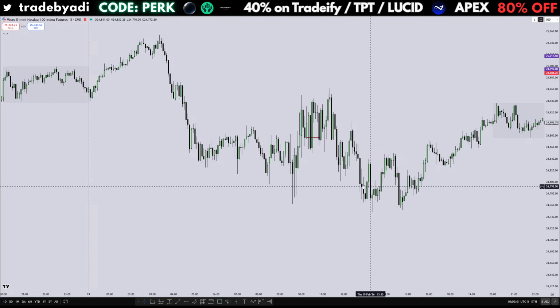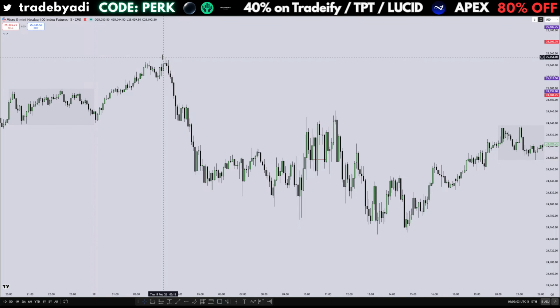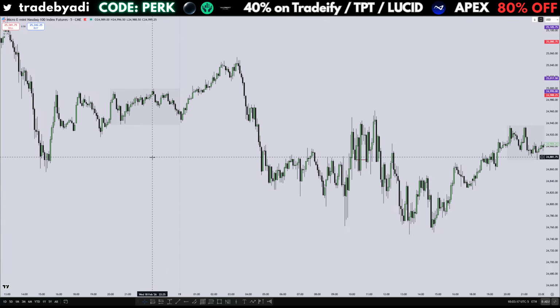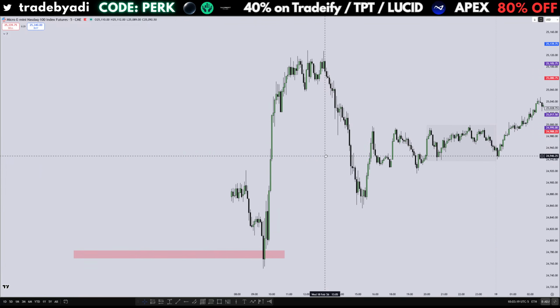This is a choppy day, okay? Because London has done the expansion, and on the pre-market we have a consolidation. We have taken out the sell side liquidity. We have done a manipulation before going up. If you want to short, we need to have a manipulation to the upside.